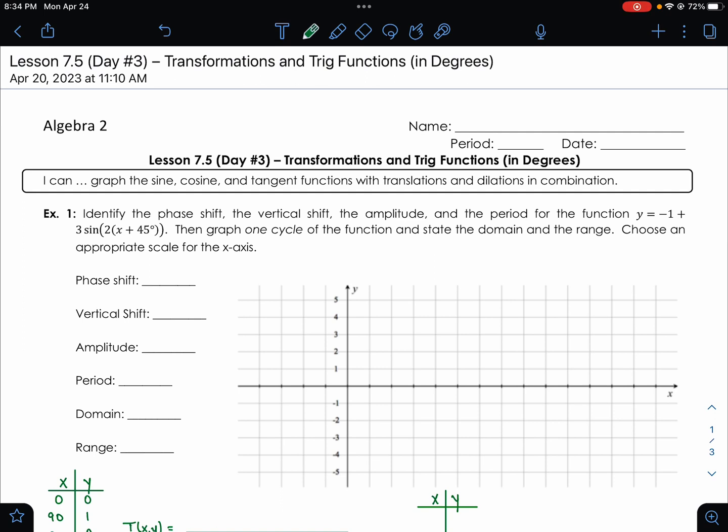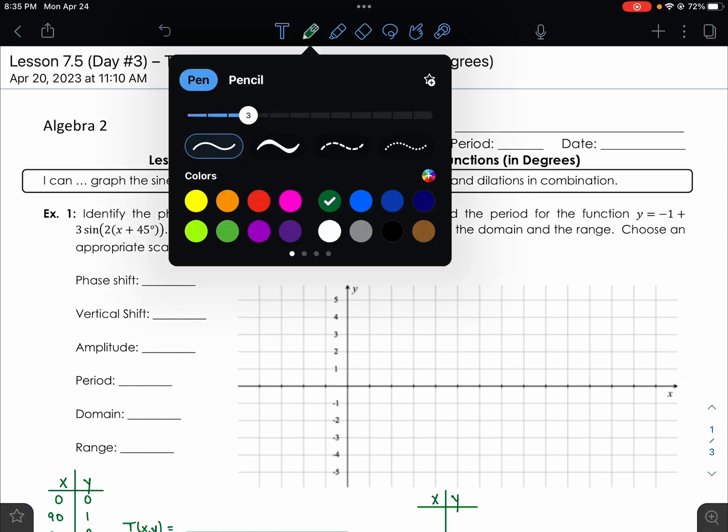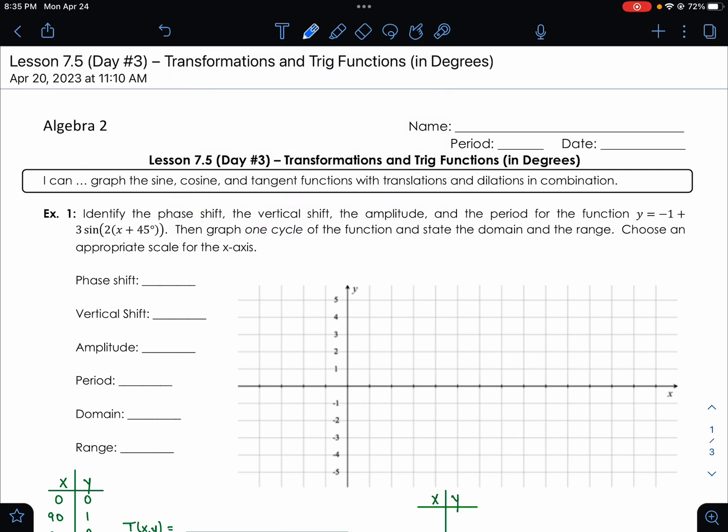We're going to take a look at all the transformations we've talked about, both translations, left, right, up, down, and dilations, stretching vertically and horizontally, changing the amplitude and changing the period of trig functions. And we're going to put all those together into three equations and take a look at how we graph them. Again, nothing will have changed from the past 2 days. We are just putting all of the transformations into one equation.